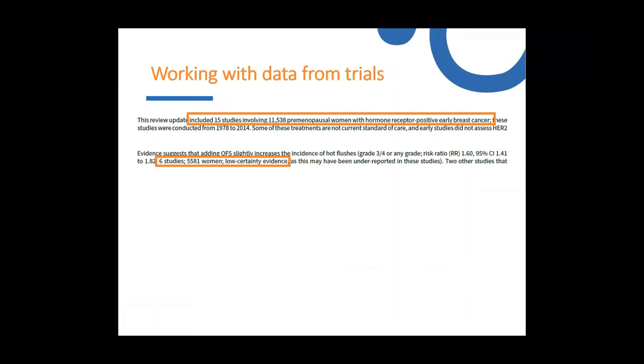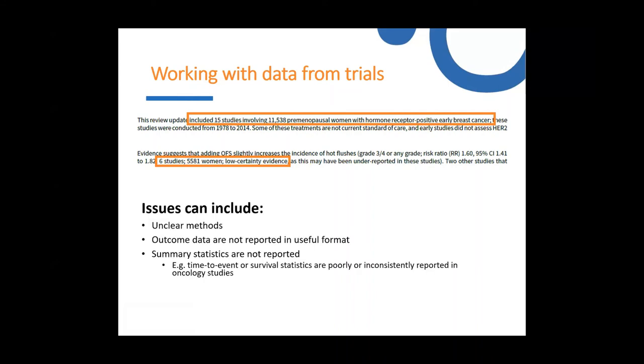So for example, for an important outcome, we end up with six studies with over 5,000 women. This is a pretty good example, actually. Some things that play out and why we might see this is that there are unclear methods in the trial publication or in the information that we can find. The outcome data may not be reported in a useful format, so there's no numerical information, but a single summary sentence. And also the summary statistics are not reported, as is the case for some oncology trials.